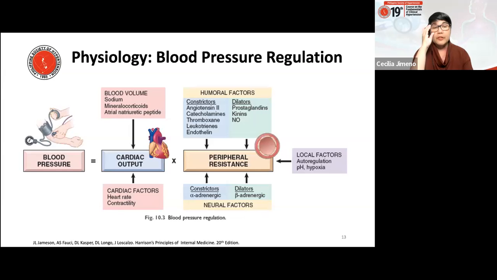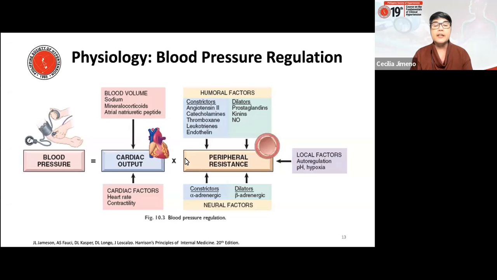Moving on, we recognize that blood pressure is the product of cardiac output and total peripheral resistance. Cardiac output is again the product of our heart rate and the stroke volume. So the blood volume, how much blood we have, is determined by sodium, how much sodium we retain, certain hormones like the mineralocorticoids and atrial natriuretic peptide, and the cardiac factors are the heart rate and the contractility.